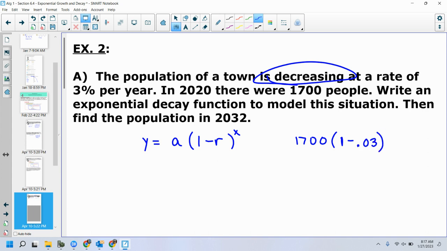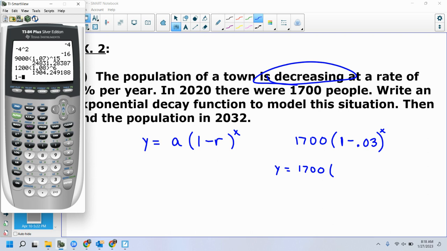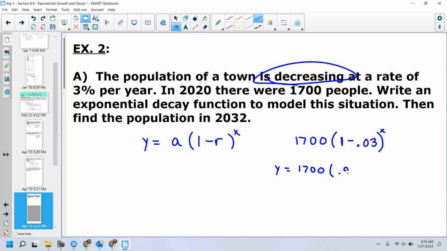Well, I said 2023. I meant 2032. 2030. And I got to raise that to the x. Okay, so the only thing that I'm going to change here is I'm going to say y is equal to 1,700. And then I'm going to actually perform that 1 minus 0.03, which is 0.97 to the x. Okay, so there's our exponential decay formula.